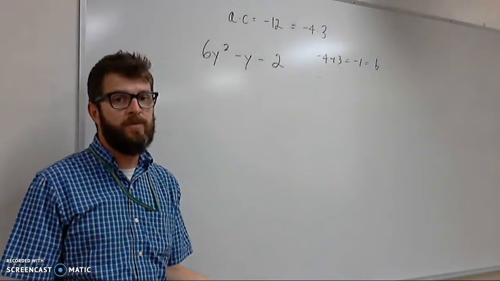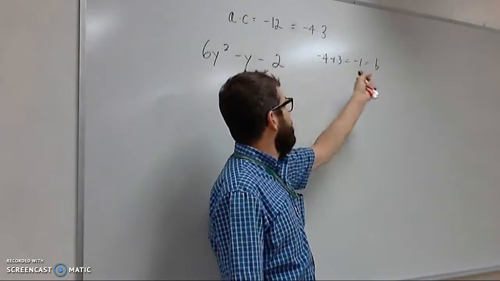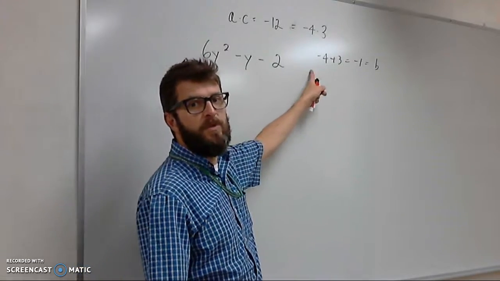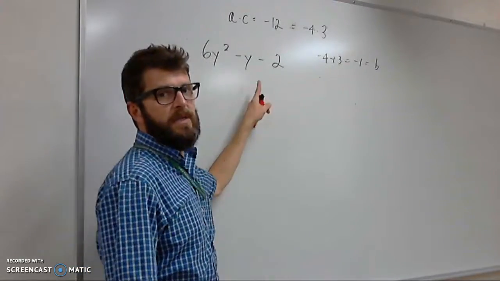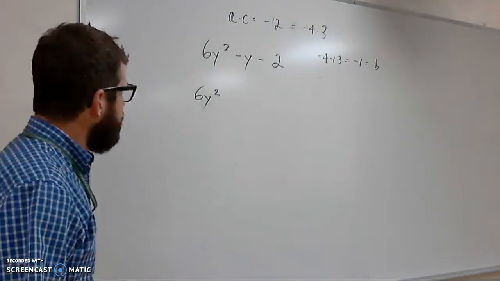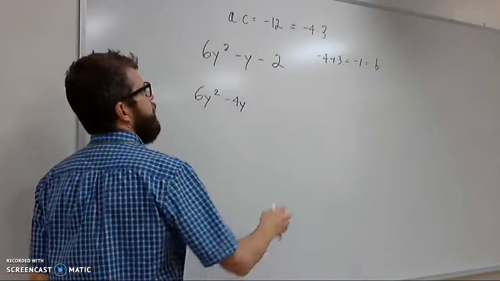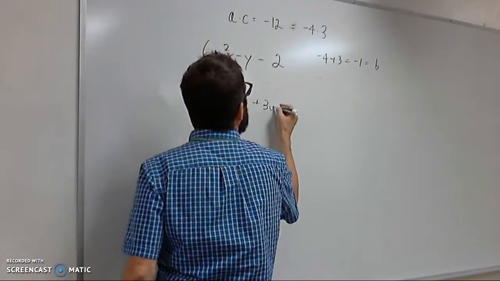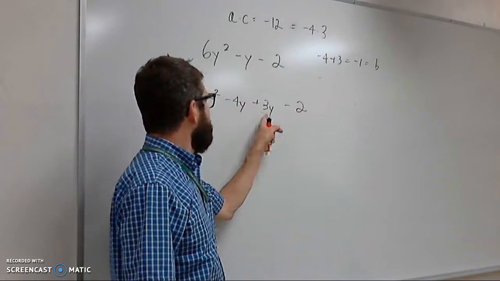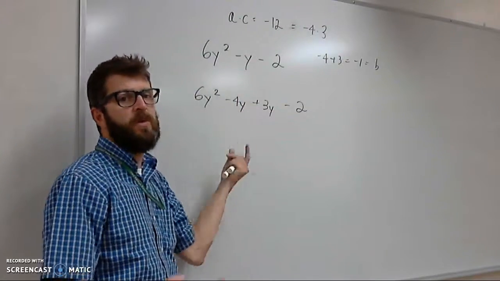Once I've figured out what these factors are that multiply to AC and add up to B, then what I want to do is rewrite this, but I want to use these terms here instead of my negative 1. So I'm going to rewrite this. 6y squared minus 4y plus 3y minus 2. And you'll notice minus 4 plus 3 is equal to negative 1, which is what I have written here.